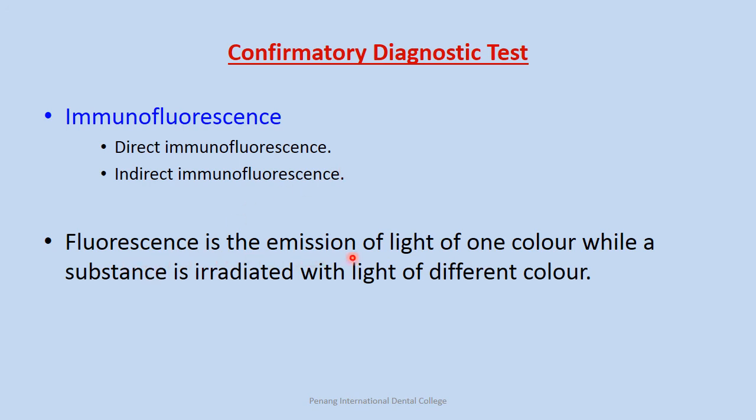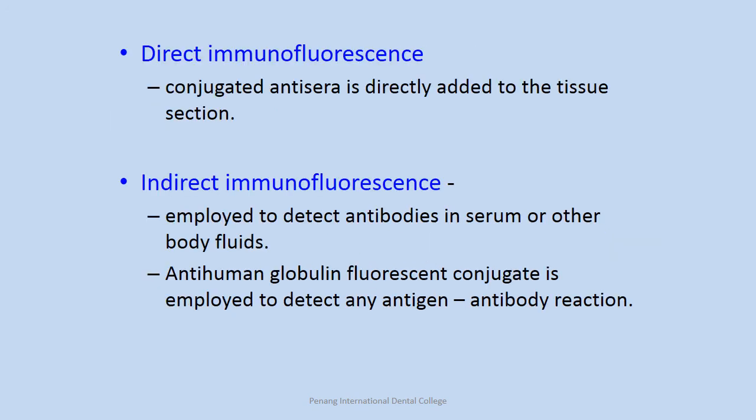Fluorescence is the emission of light of one color while a substance is irradiated with light of a different color. Okay, so in direct immunofluorescence, conjugated anti-sera is directly added to the tissue section, that is the tissue from the biopsy that we have done. In this case, it's a frozen tissue section, and we add conjugated anti-sera onto that, and then visualize it under fluorescent light. Indirect immunofluorescence, on the other hand, is employed to detect antibodies in serum or other body fluids. Anti-human globulin fluorescent conjugate is employed to detect any antigen antibody reaction. So if you notice, antigen antibody reaction is what is identified in indirect immunofluorescence, whereas in direct immunofluorescence, what we actually identify is the conjugated anti-sera that binds to the antigen.